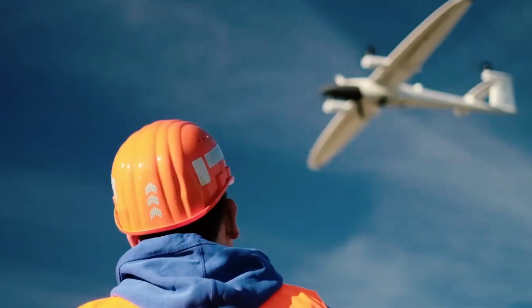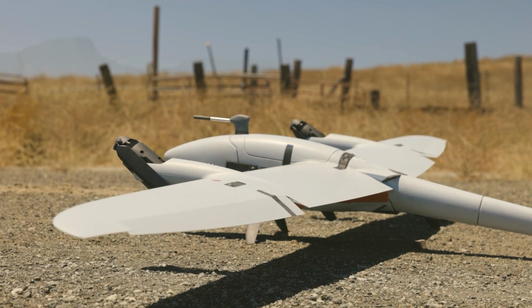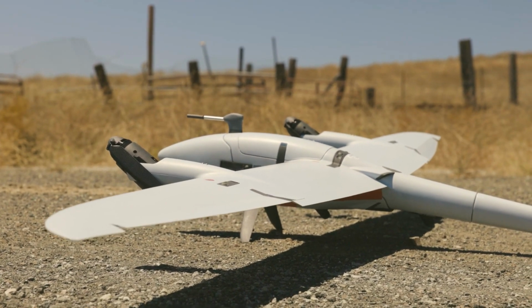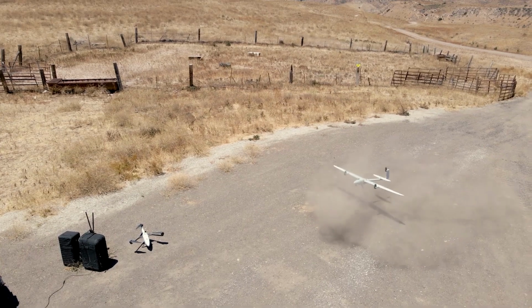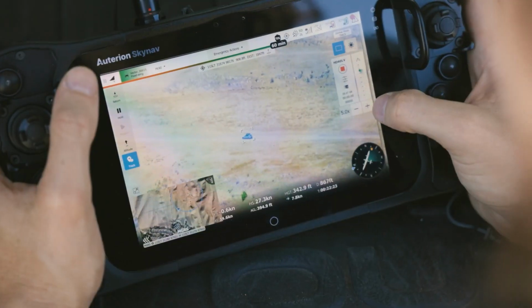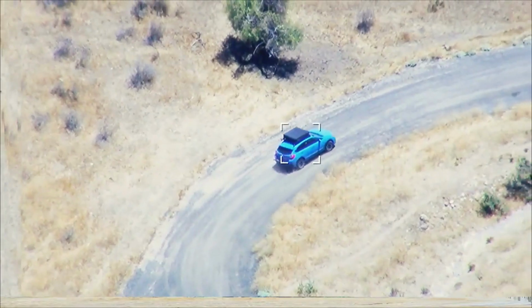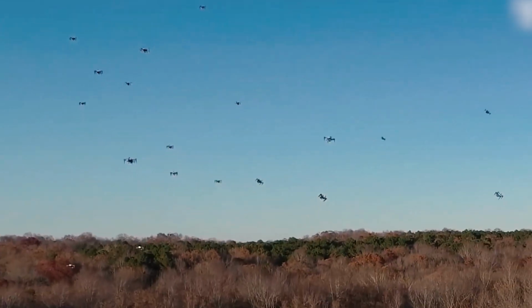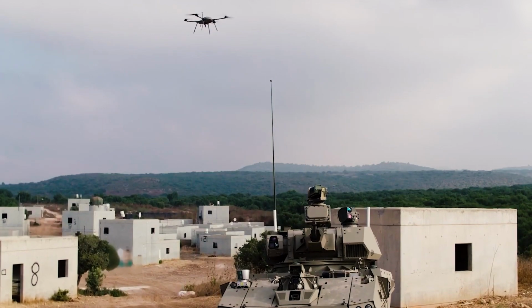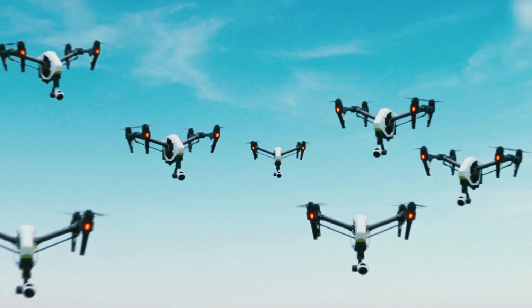Hybrid drones come in a range of sizes and configurations and can be equipped with a variety of cameras, sensors, and other equipment. Some hybrid drones are designed for commercial and industrial applications, while others are used for military and defense purposes. Swarm drones. Swarm drones are a group of drones that work together to complete a task. They can be used for search and rescue, surveillance, and even entertainment.